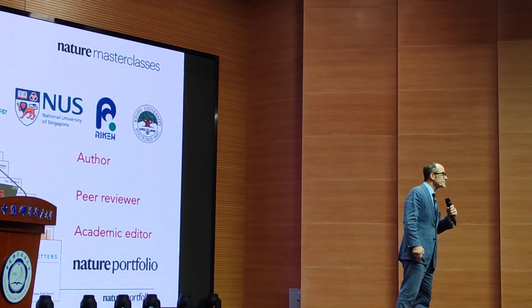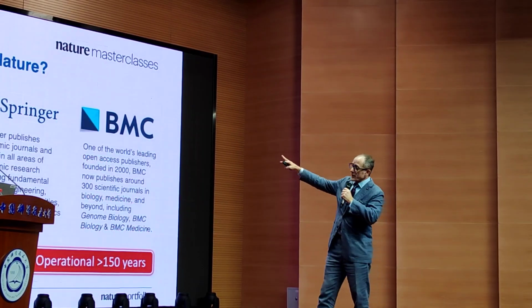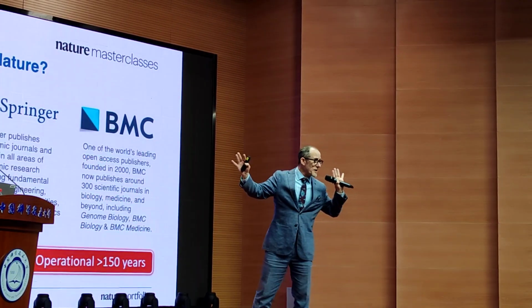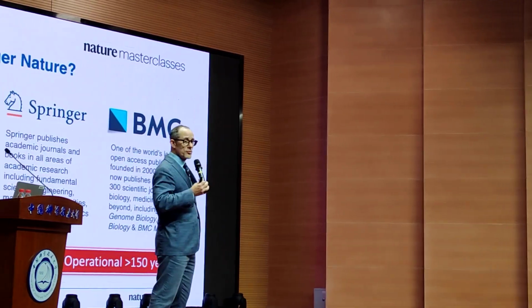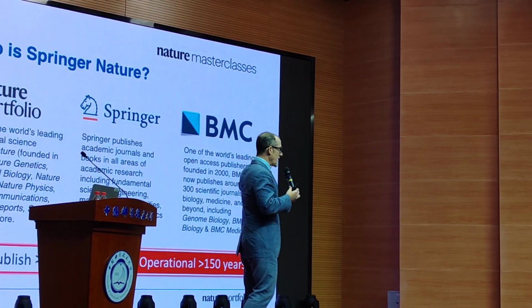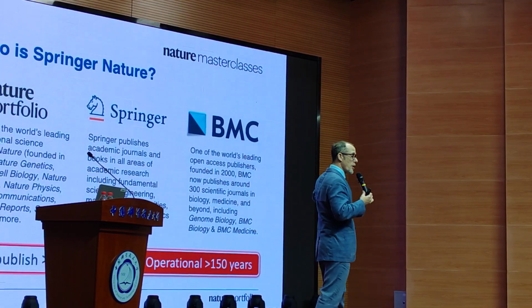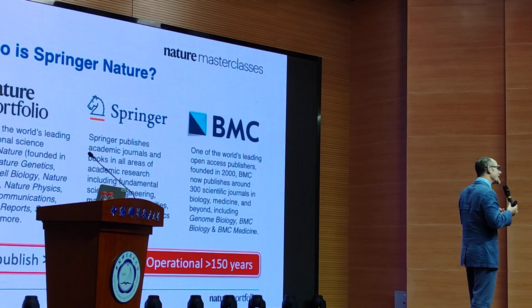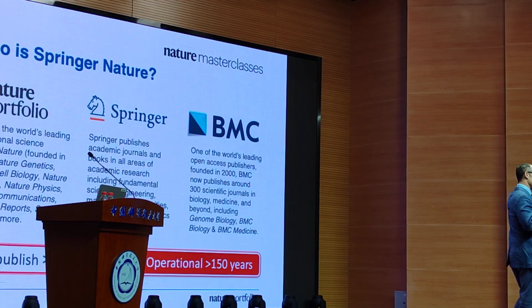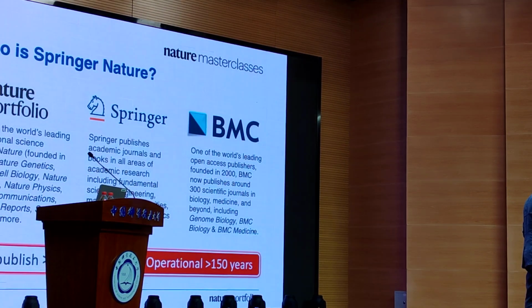Now, although I work for Nature, we are part of a larger company called Springer Nature. So we also publish books and journals under our Springer brand. We have open access journals under our BMC brand. So altogether, we have over 3,000 journals across a range of different disciplines.